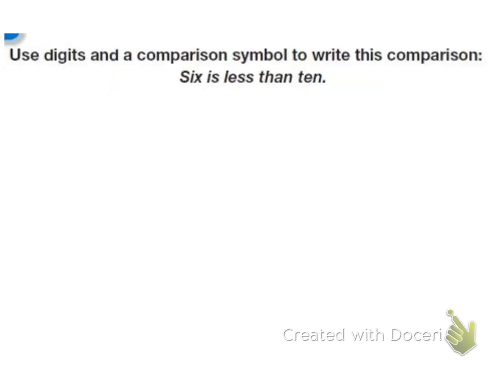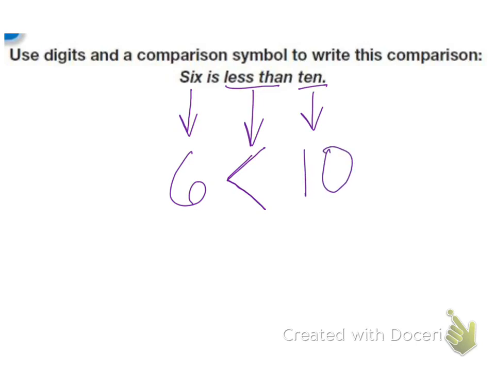All right, this next part says use digits and comparison symbol to write this comparison: 6 is less than 10. We're going to translate this into digits. So 6 becomes the digit 6. Less than becomes the less than symbol, which faces this way. And then 10 is our next digit. So 6 is less than 10.